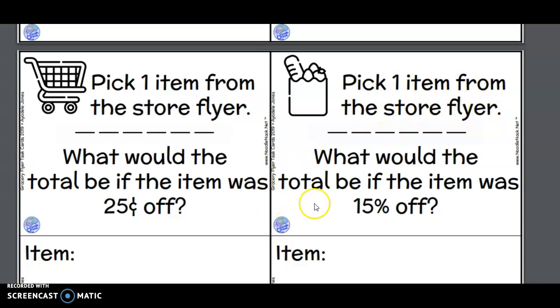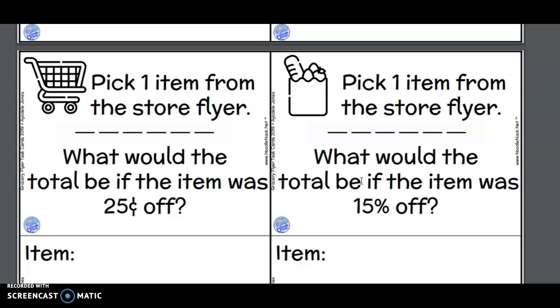So here, your first one says pick one item from the store flyer and do 15% off. I'm going to have you do 3 different questions. This will be your first one. Your second one, you will pick a totally different item and you'll find 25% off. And then a third item and you will find 10% off. And I will write that in your Google assignment as well.